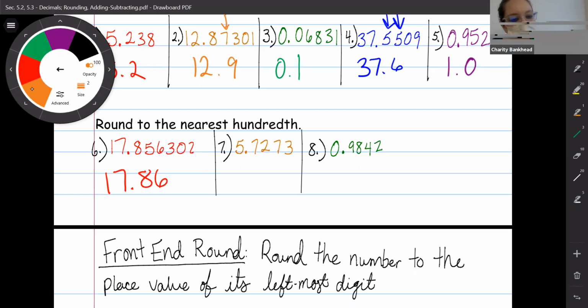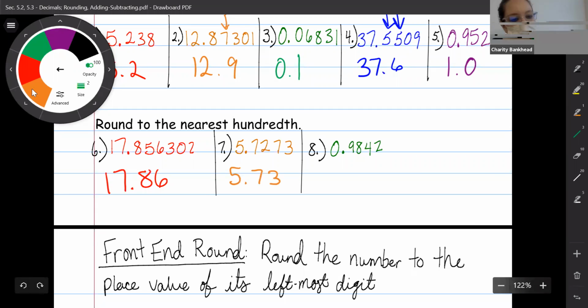And then number 7, okay, in the hundredths place, we have a 2, followed by a 7. 7's greater than or equal to 5, which means that's going to round up. So it's going to be 5.73.